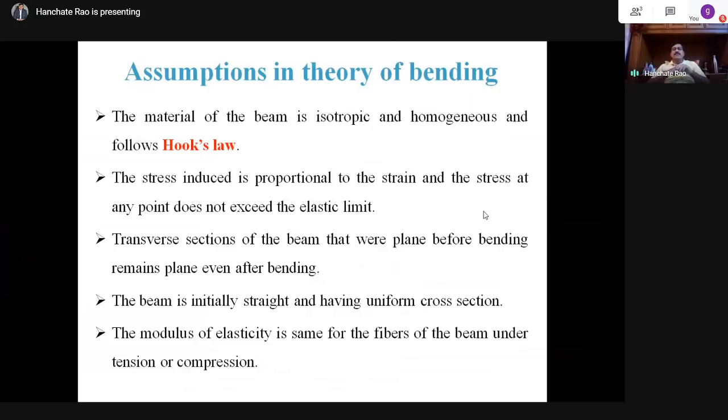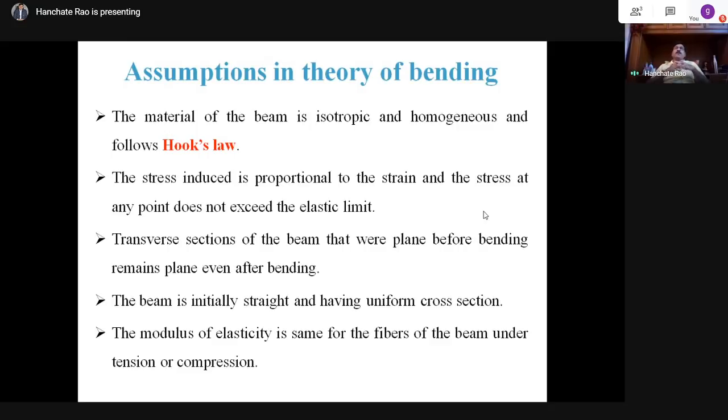If you take the second assumption, the stress induced is proportional to the strain, and the stress at any point does not exceed the elastic limit. So what does this mean? This means that all the loads which we are applying are such that the maximum stress generated within the material does not exceed the stress at the elastic limit.